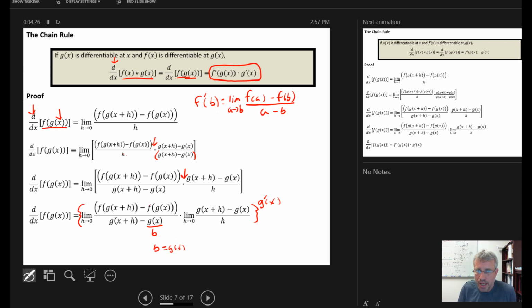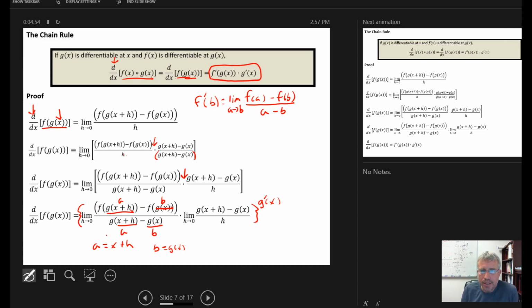So I have a b and I have f of b sitting here, where b is equal to g of x. And here I have g of a, where a is just equal to x plus h. So I have f of a in the numerator position. So I have an f of a minus f of b over a minus b.